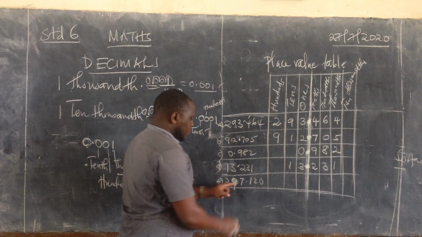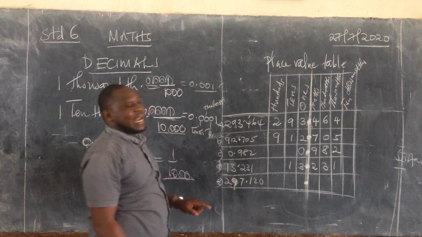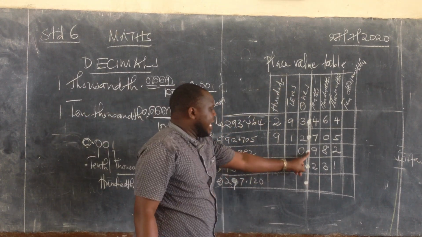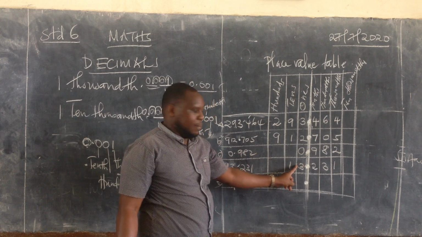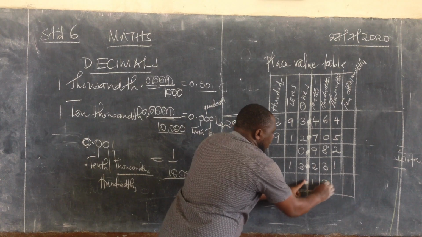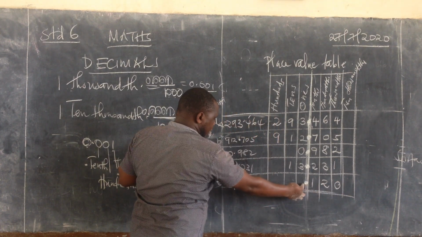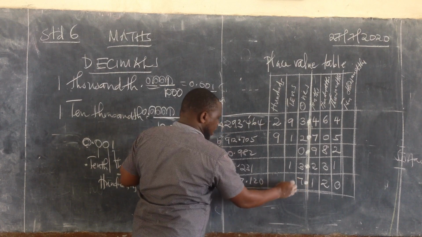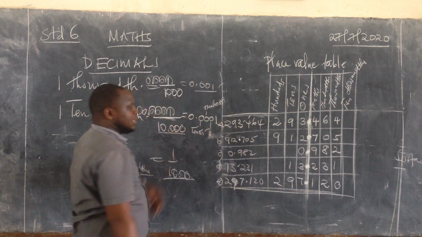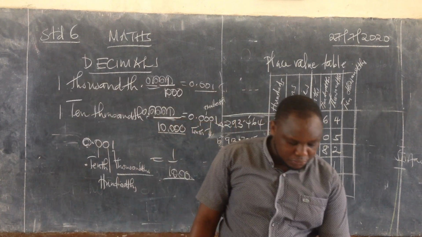And lastly, we have our last number here, which is 297.120. From the decimal point, the decimal points must be aligned, must be found in one line. Don't put it here and put it here. You will get a wrong number. So from here, we have 1, then 2, and then 0. From this side, we have 7, then 9, then 2. So that's how we place every number in its place value table.